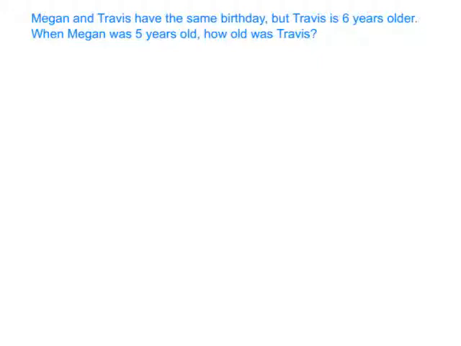Megan and Travis have the same birthday, but Travis is 6 years older. When Megan was 5 years old, how old was Travis? So if Megan and Travis have the same birthday, then I can say that Travis is 6 years older than Megan. I know that older tells me I'm going to use addition, and I have a 6, and I don't know how old Megan is, so I can call her h. So my algebraic expression would be 6 plus h.